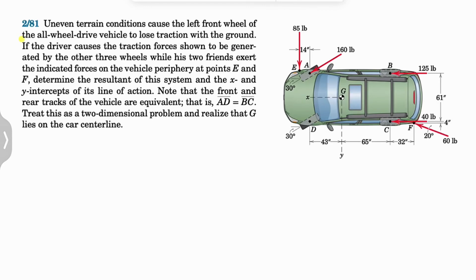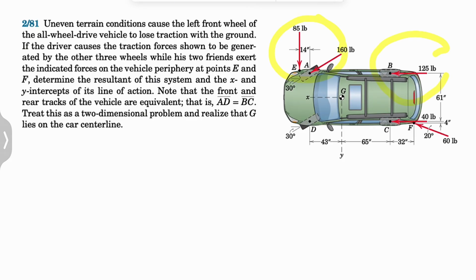Alright guys, welcome back. We're going to be solving question 81 from the second chapter of Meriam's Statics textbook. We have uneven terrain conditions that cause the left front wheel of the all-wheel drive vehicle to lose its traction. So we're talking about wheel D in here. And the driver causes the traction forces as shown to be generated by the other three wheels.